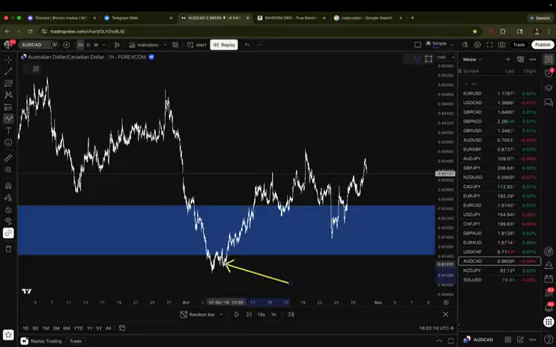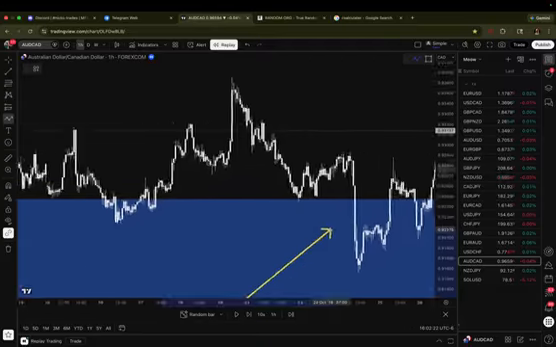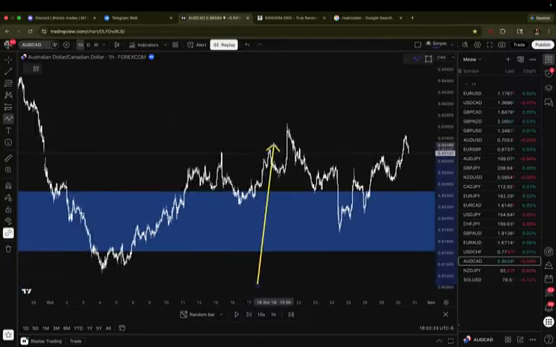Oftentimes, if it looks like it broke outside the zone, even if it comes back in, I'm very reluctant to take a trade. However, in this case, it got above the zone, and then it came back into the zone here and then started to bounce. So this right here looks reasonable for me, just because it broke back above the zone, it showed there was bullish strength and it fell back in.